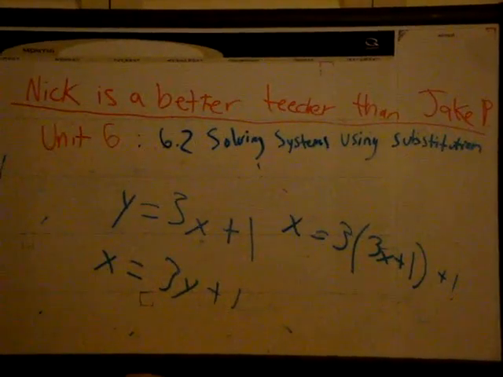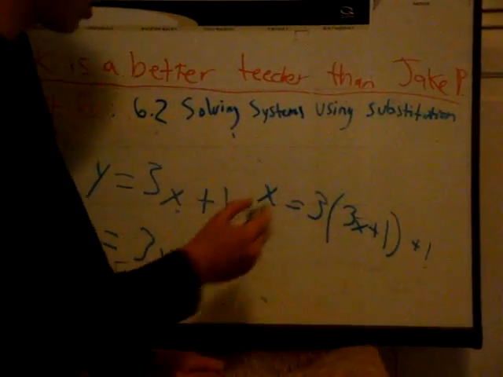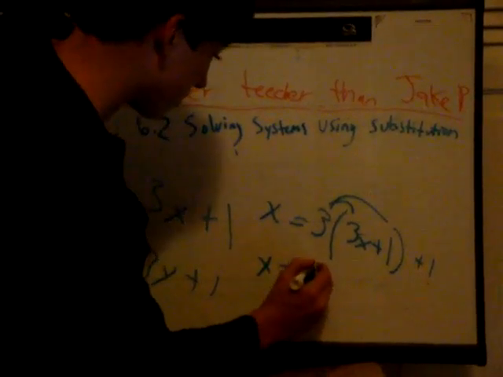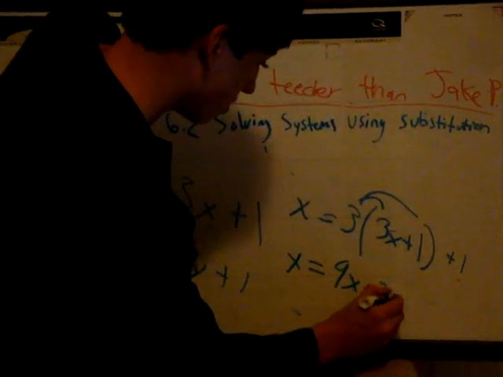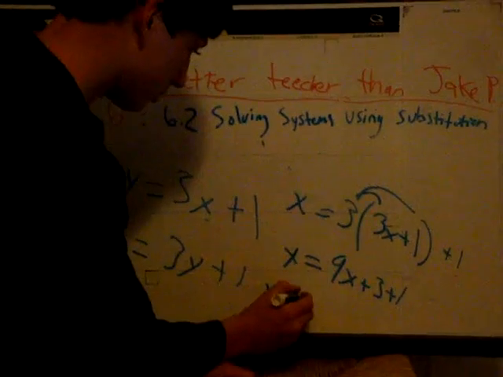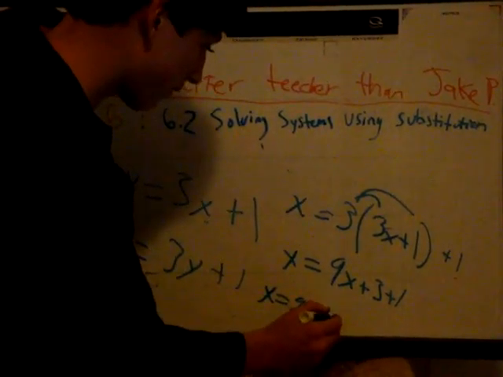And then we're going to use the distributive property, which I hope you've learned before this, and we're going to distribute that. So that would be x equals 9x plus 3 plus 1. Simplify that a little: x equals 9x plus 4.